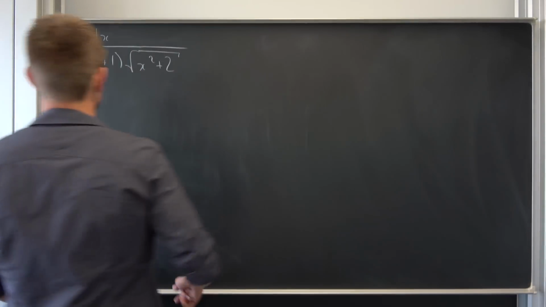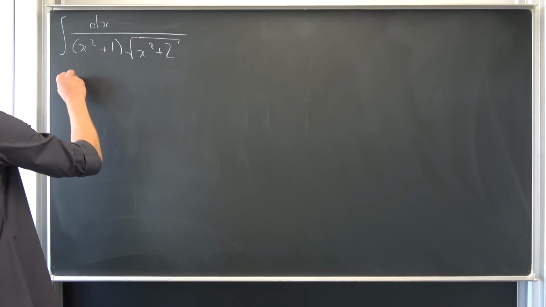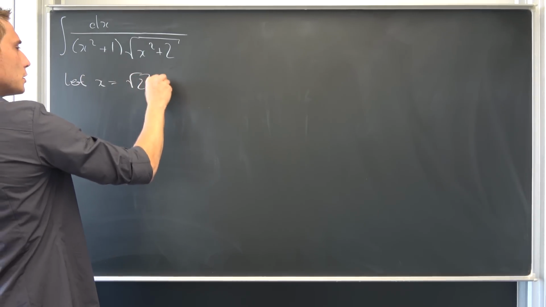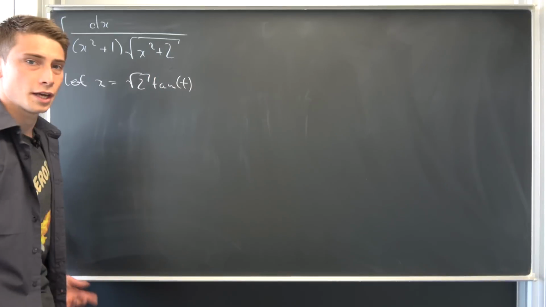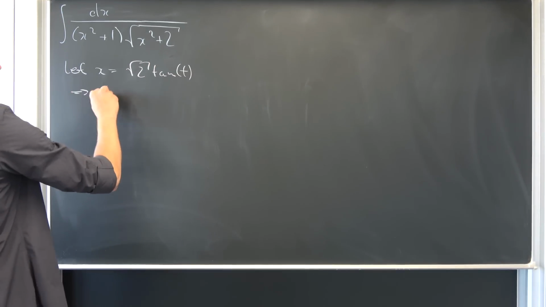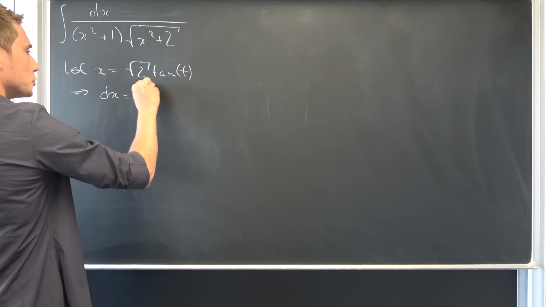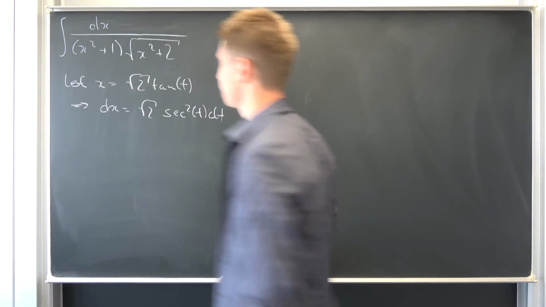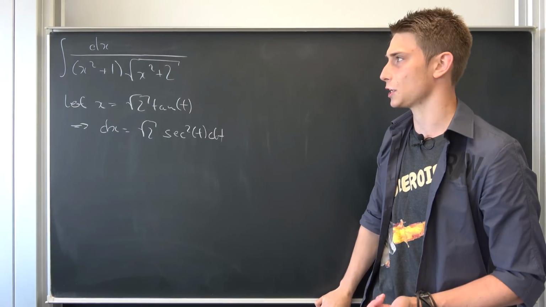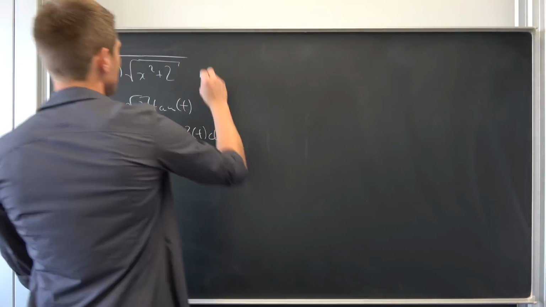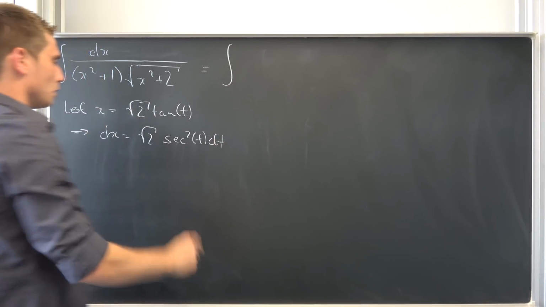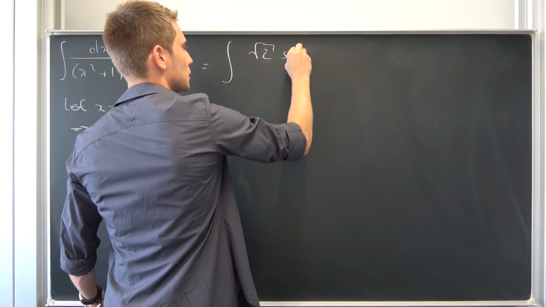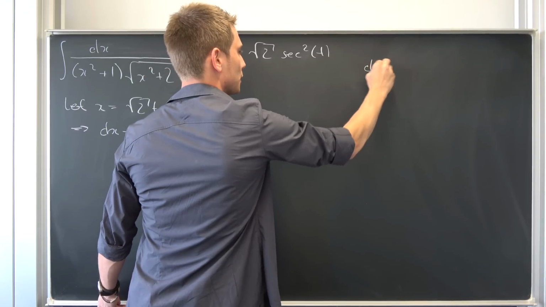What would happen if we would introduce a substitution, namely let x be equal to square root of 2 times the tangent of t. And if we differentiate that, we end up with dx being equal to square root of 2 times the secant squared of t dt. Okay, you see, this would be actually quite good, because if we plug all of this stuff in, we would end up with, well, on top we would have this right here. So square root of 2 secant squared of t dt.